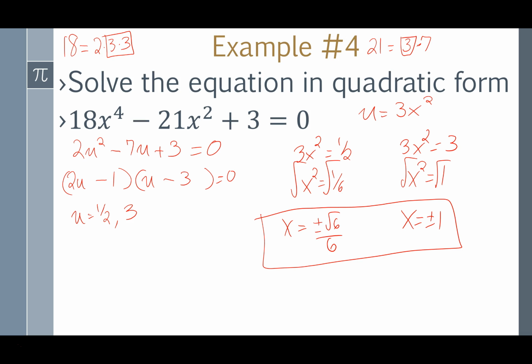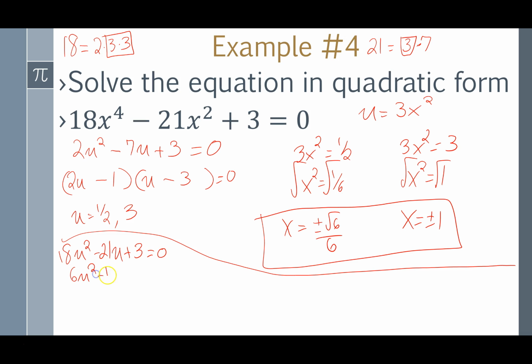Again, you can ultimately get the same results if you do not try and set up u equals like 3x squared, for example. We just use u, just replace the x squared with u, we get 18u squared minus 21u plus 3. So at this stage, we notice everything's got 3 in common, so we can divide by the 3, make it 6u squared minus 7u plus 1. And if we try to do our reverse foiling now, you'll see you have 6u minus 1 and u minus 1.